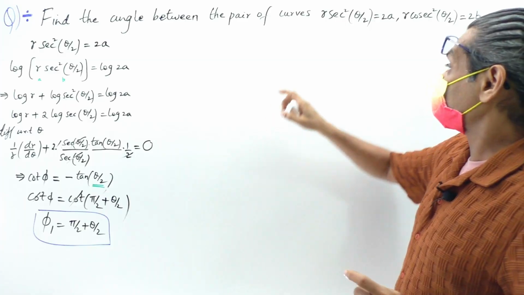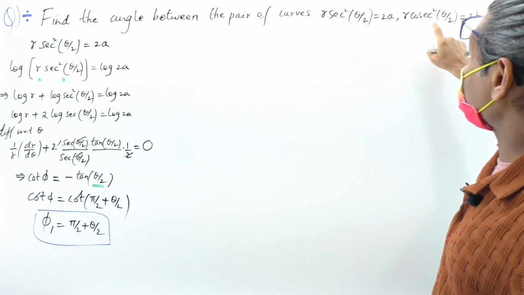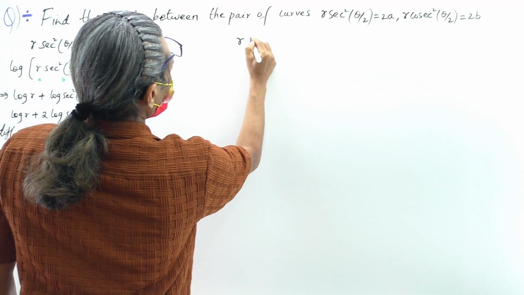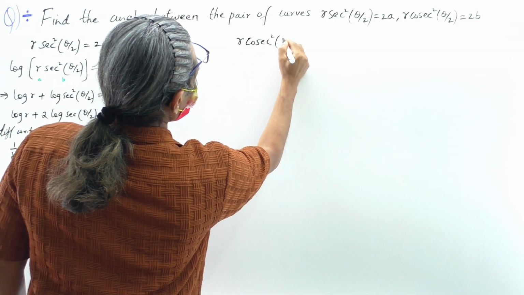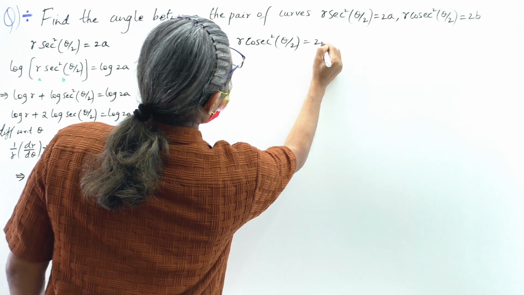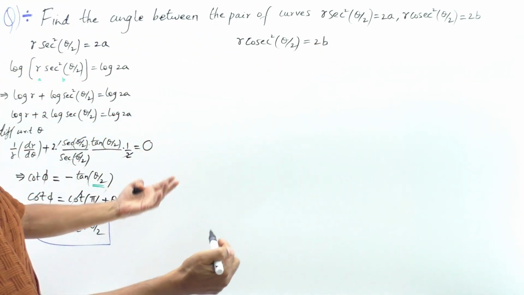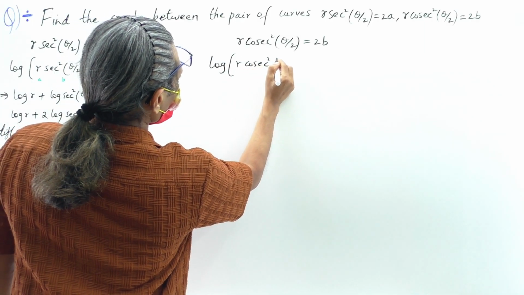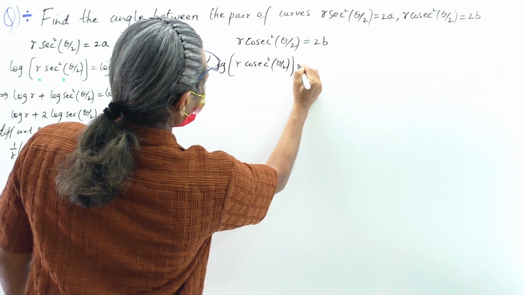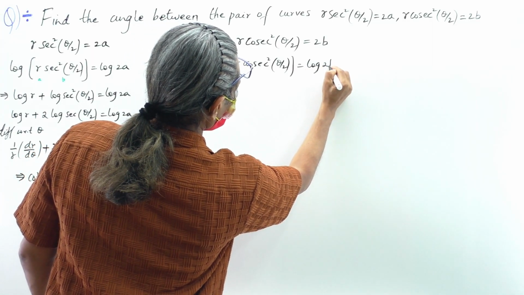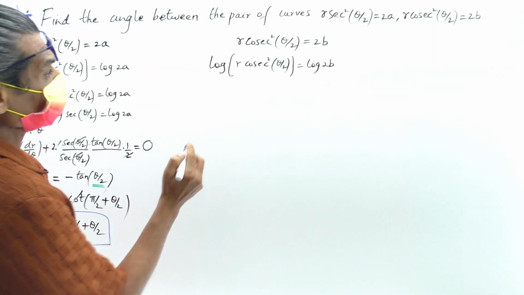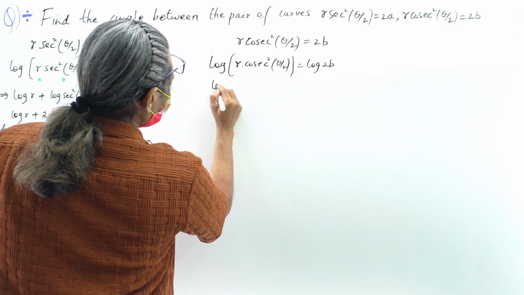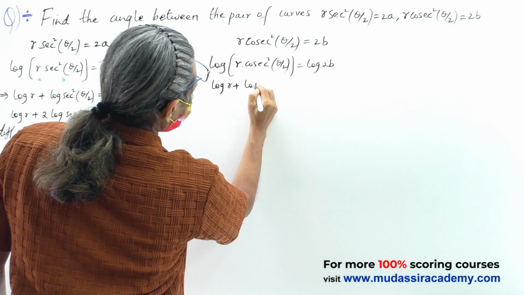Okay, now the next, the second curve: r cosec squared theta by 2 is equal to 2b. We'll solve for that. So we have r cosec squared theta over 2 is equal to 2b. Same process, apply log on both sides. So we have log of r cosec squared theta over 2 equals log of 2b. Alright, now again a into b, log of a into b is what? Log of a plus log of b.